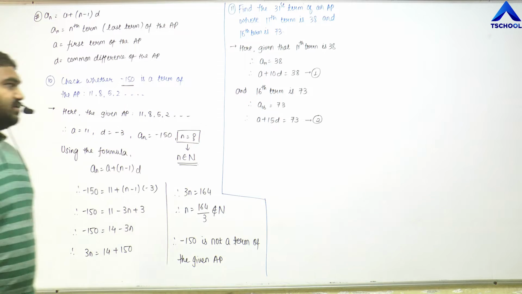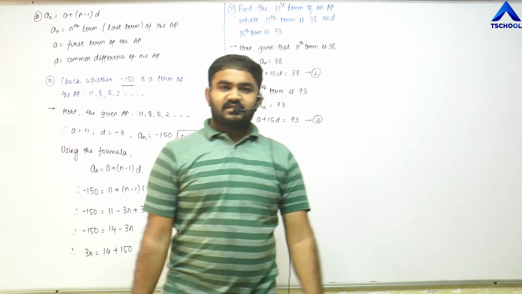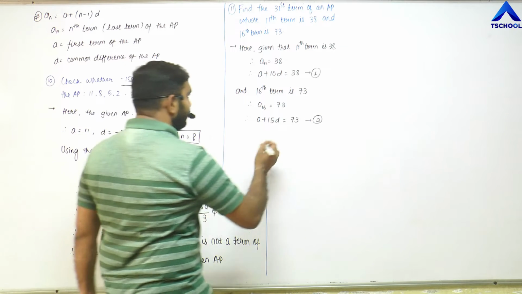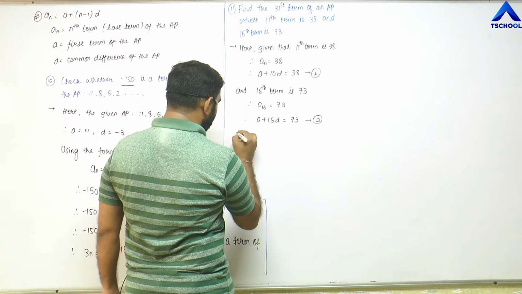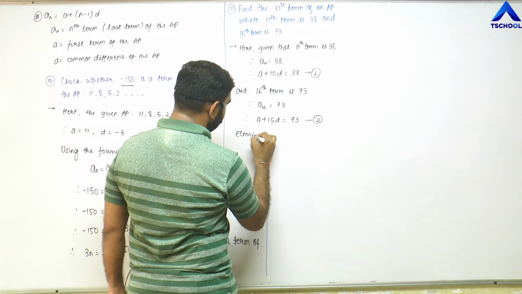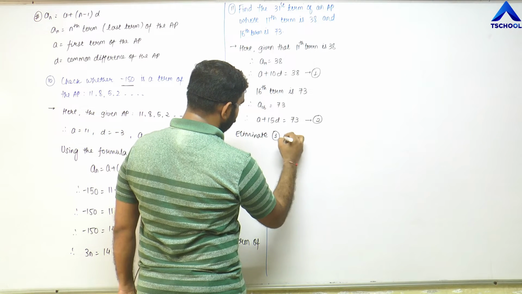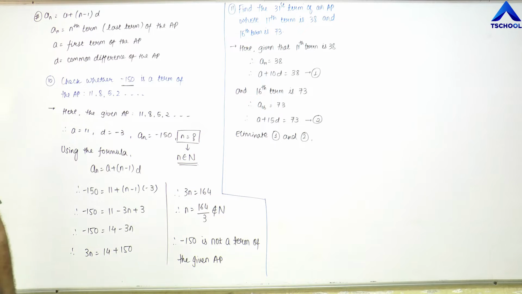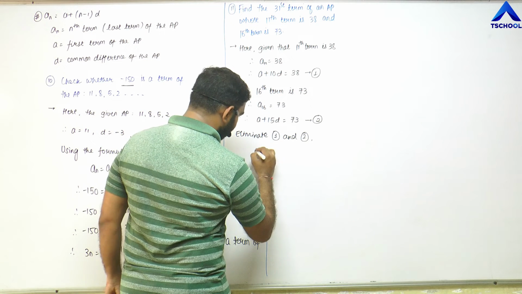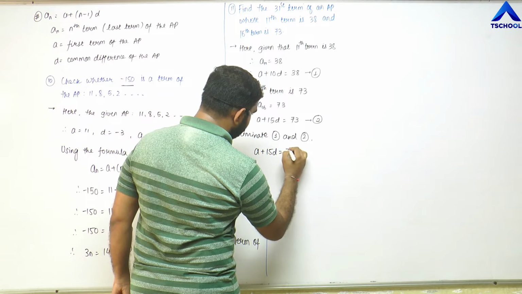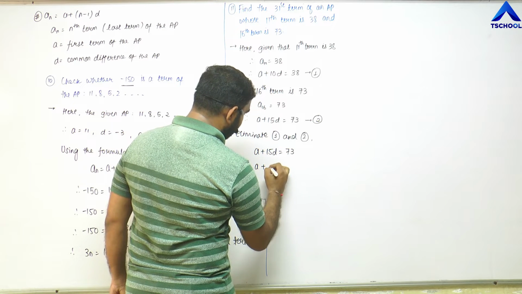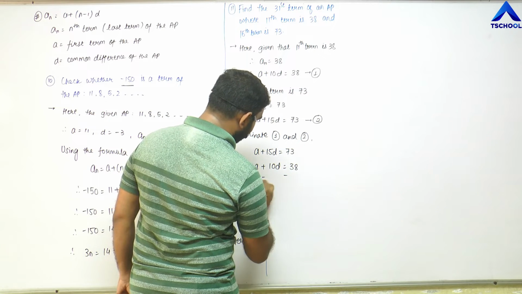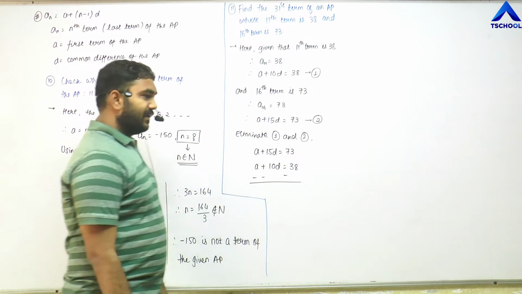So we got two equations, which are a linear pair of equations in two variables. So we can solve them by subtracting or eliminating equation 1 and equation 2. We have a plus 15d equals 73 and a plus 10d equals 38. Subtracting them, a and a will be cancelled.